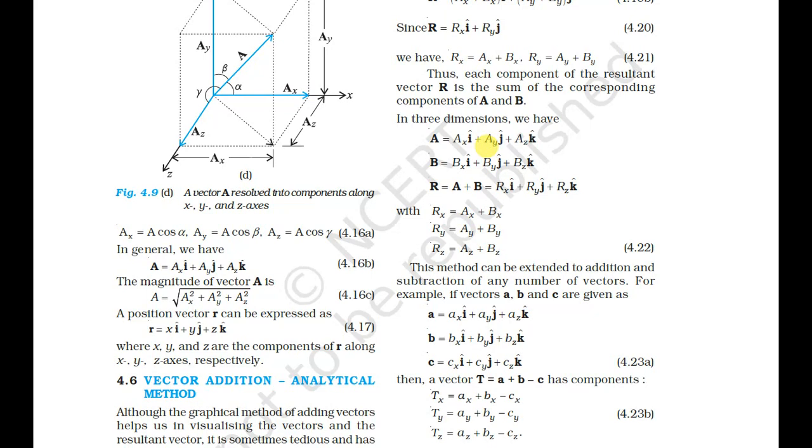The magnitude of vector A equals the square root of Ax squared plus Ay squared plus Az squared. The position vector r can be expressed as r equals x i cap plus y j cap plus z k cap, where x, y and z are the components of r along the x, y and z axes respectively. Now, vector addition: analytic methods.